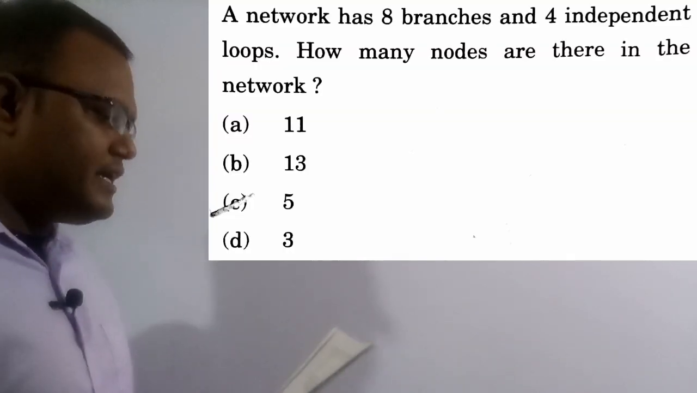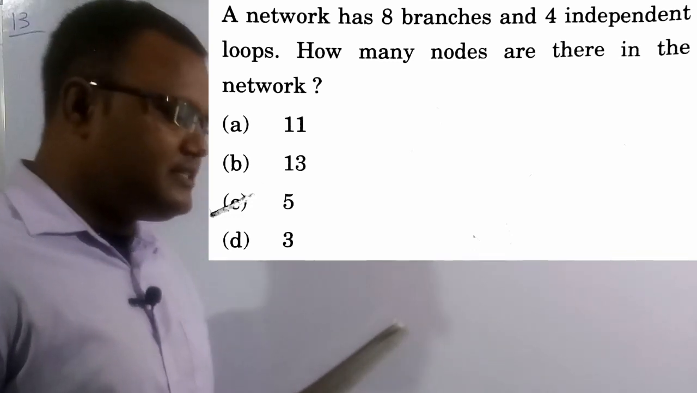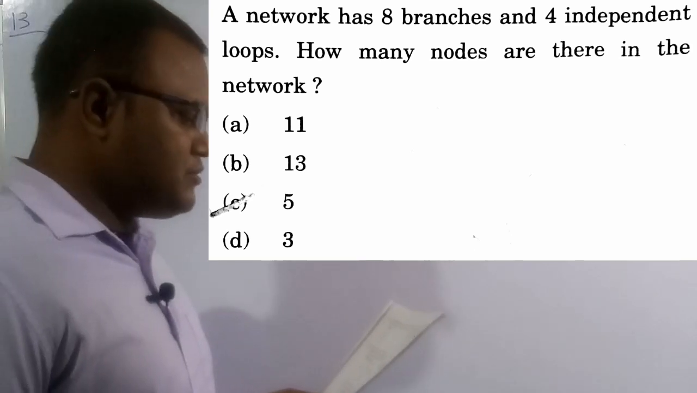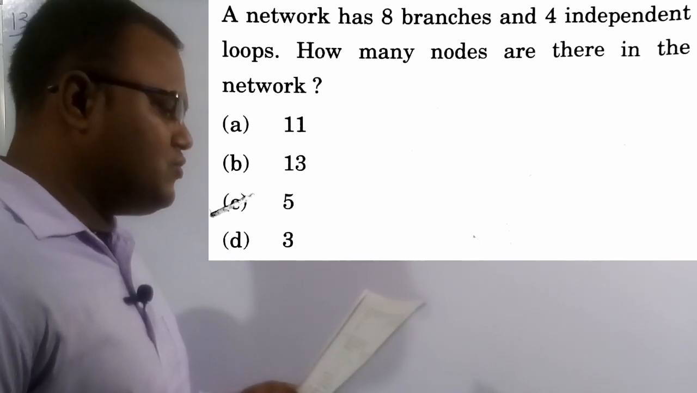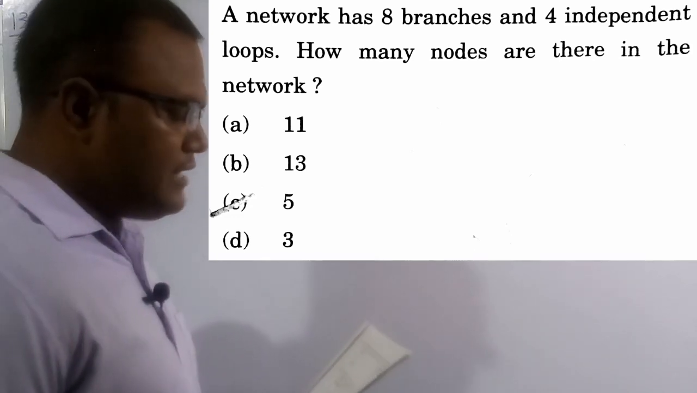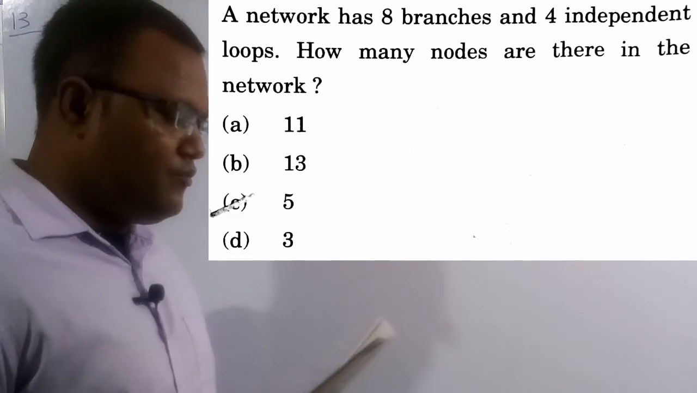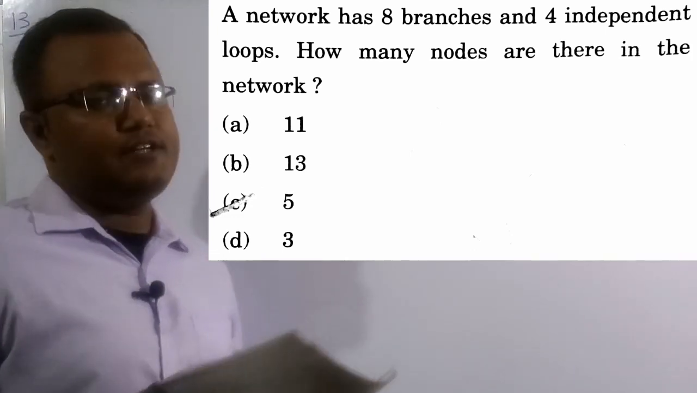Now we are going to solve the 13th question. See the question here. A network has 8 branches and 4 independent loops. How many nodes are there in the network? Of the four options, option C is the correct solution, which means 5 nodes are there in the network. In the question, the number of branches is 8 and the number of independent loops is 4, and we have to find the number of nodes. So the option is 5. Let's solve this numerical.